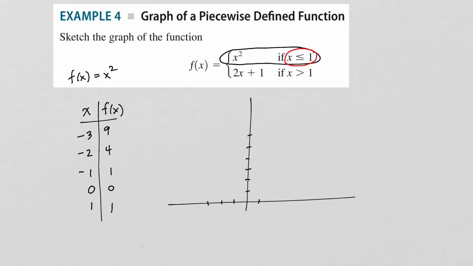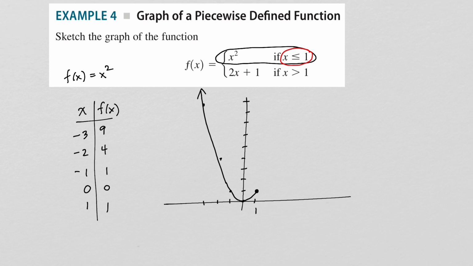There's 5, 6, 7, 8, 9. So when I plug in -3, I get +9. -2 gives us +4. -1 gives us 1. 0 gives us 0. And +1 gives us +1. So the graph continues in this direction, but it stops right here at x equals 1.